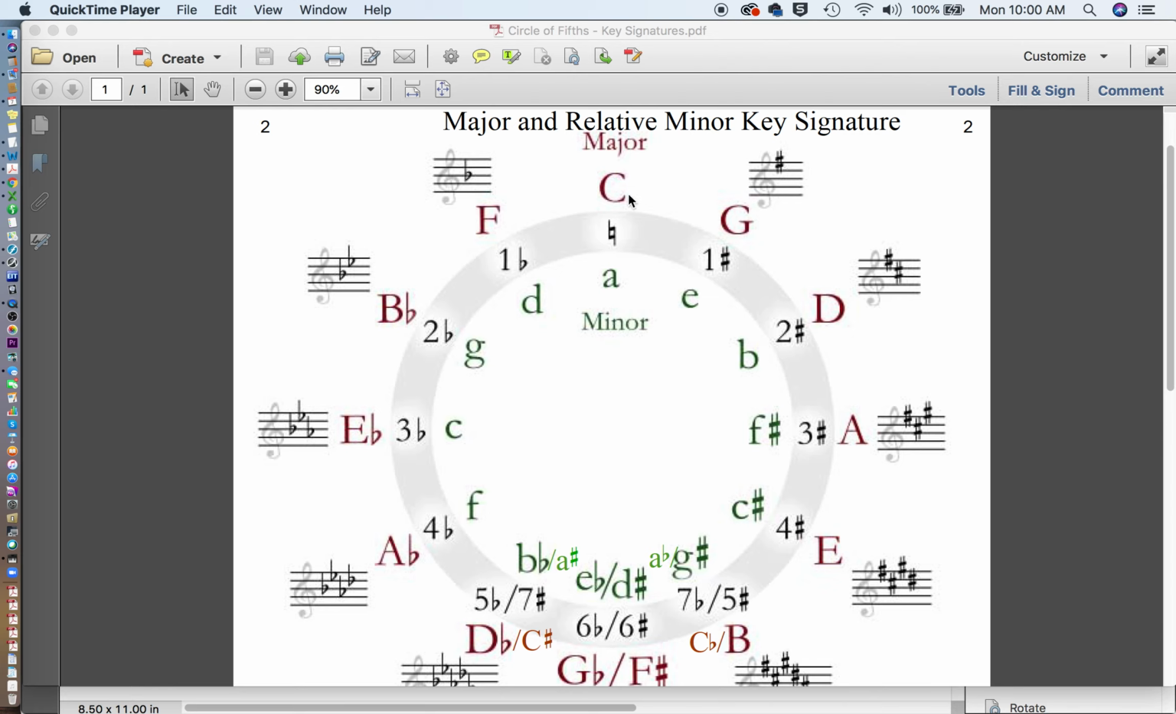As you remember, C major has no sharps or flats, right? And if we go in this direction, G major has 1 sharp, D major has 2, etc., moving around the sharp side. And then going in this direction, F major has 1 flat, B flat has 2 flats, etc. So this is the circle of fifths.